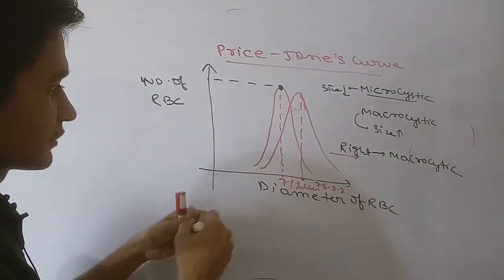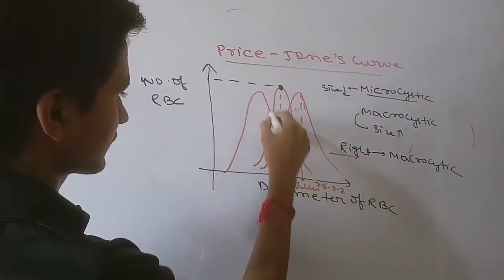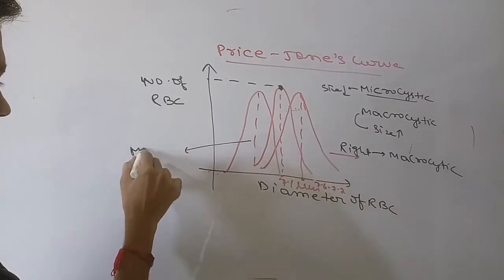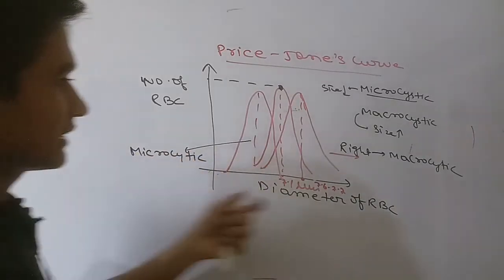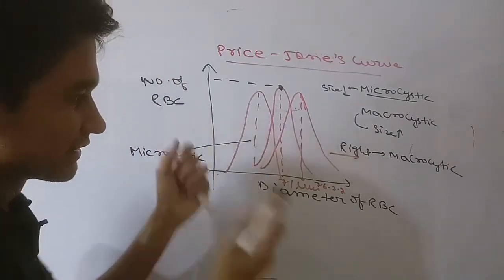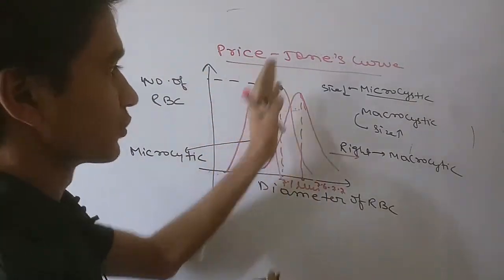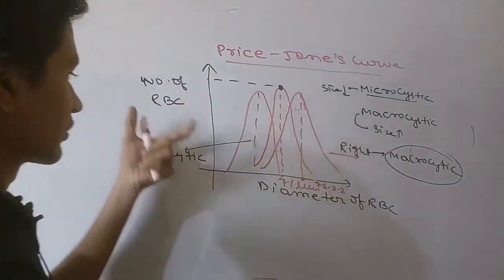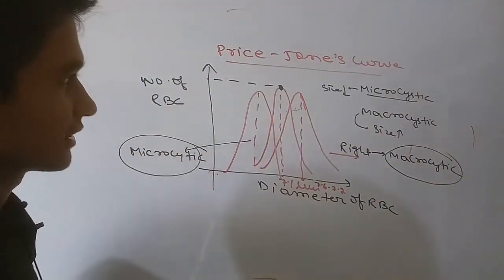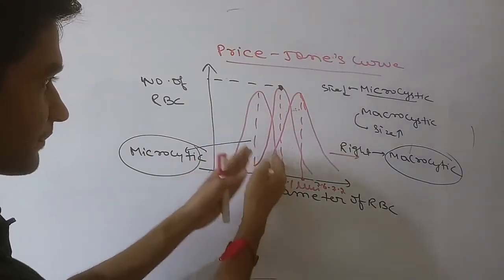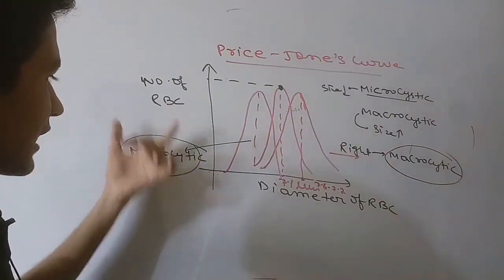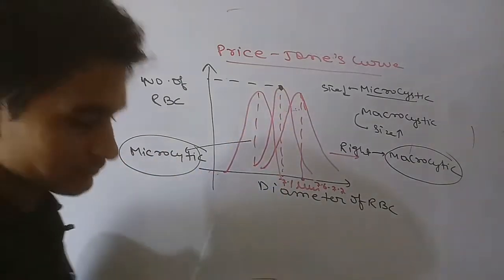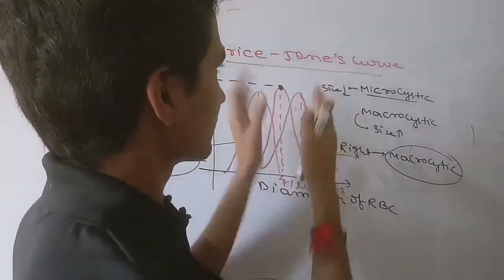And if this graph is shifting towards the left, like this, okay, this will be the condition for microcytic anemia. So the microcytic and macrocytic condition of RBC can be easily analyzed by your Price Jones curve. Clear? So a right shift will indicate macrocytic and a left shift will indicate the microcytic nature of the RBC, okay. When the graph shifts toward the left, it means the RBC is small in size in comparison to normal, that is 7.1 micrometer. Clear? So this is the basic use of this Price Jones curve.